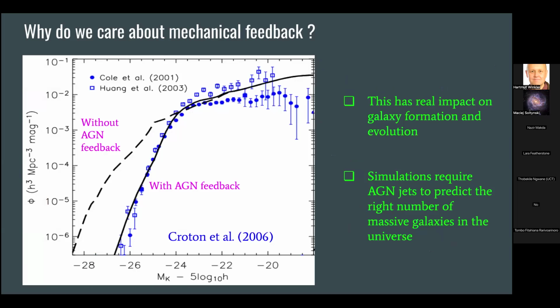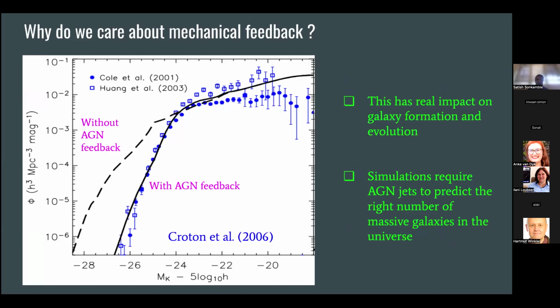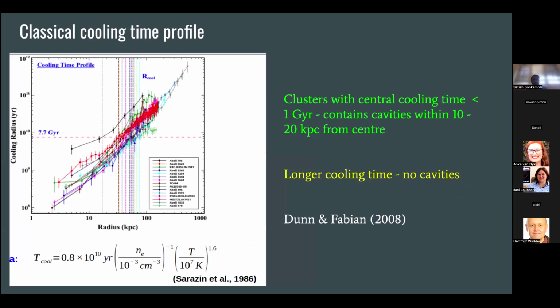So another is aware that this mechanical feedback has a very real impact on galaxy formation and evolution theory. With this famous plot, we can clearly see the case without AGN feedback and with AGN feedback. Without AGN feedback there is an over-prediction of massive galaxies in the universe. And those blue points are the observational data points that match well with the simulations with the AGN feedback. Therefore, it's a very clear importance of the feedback.